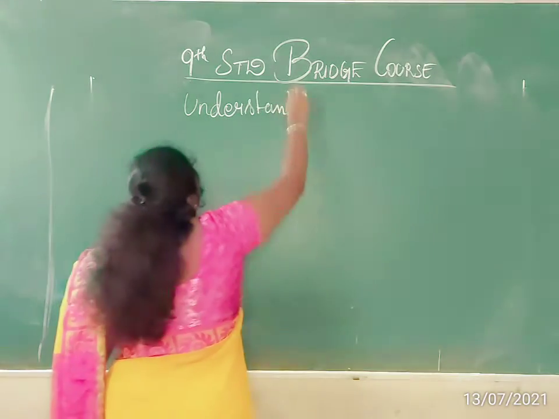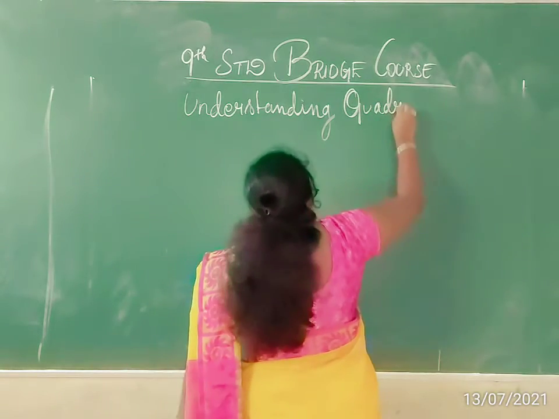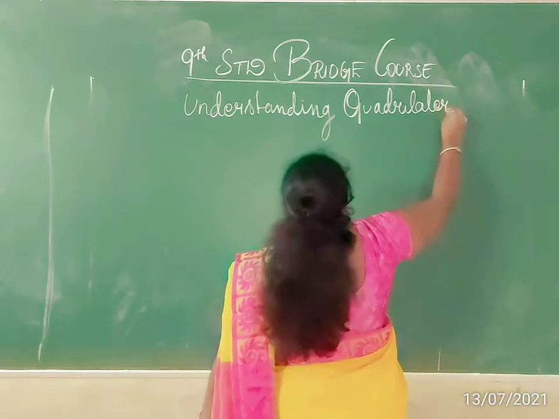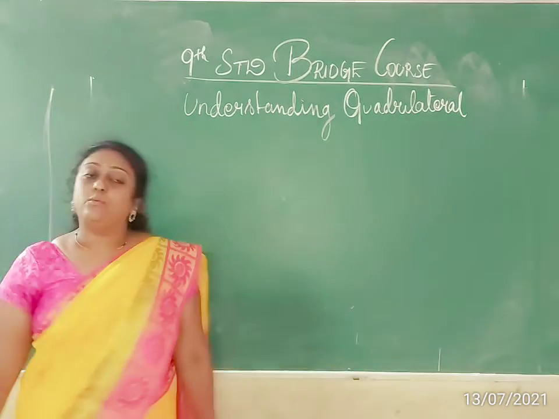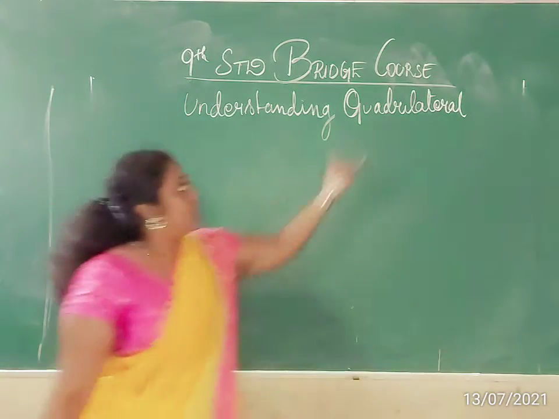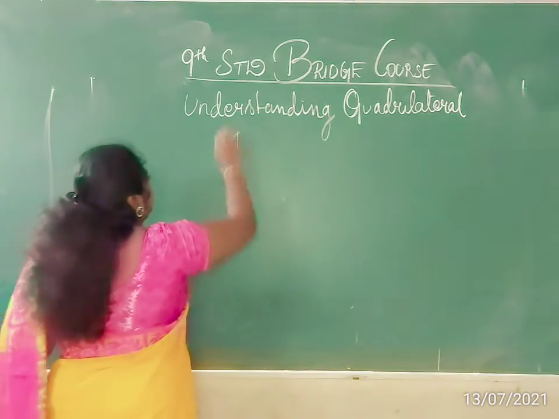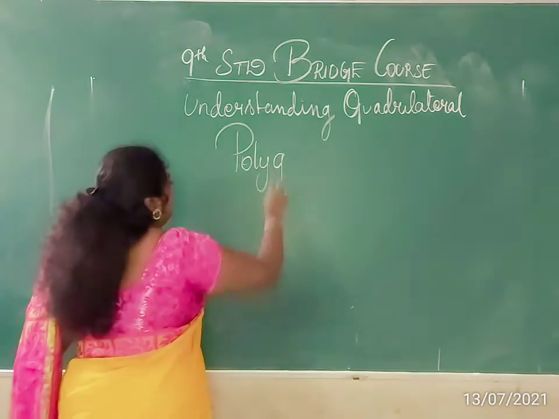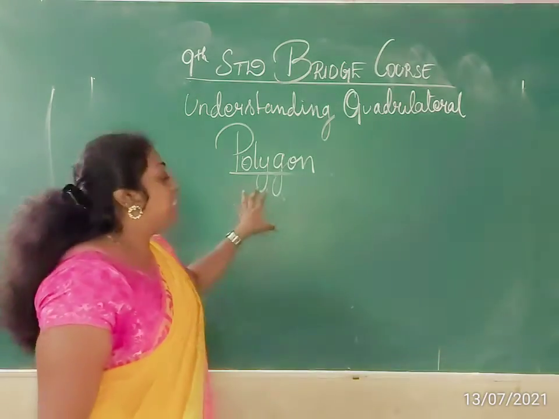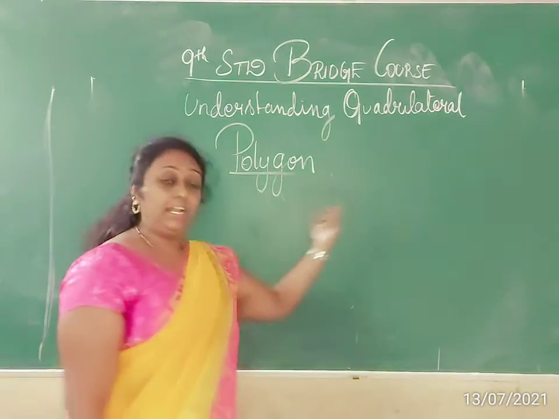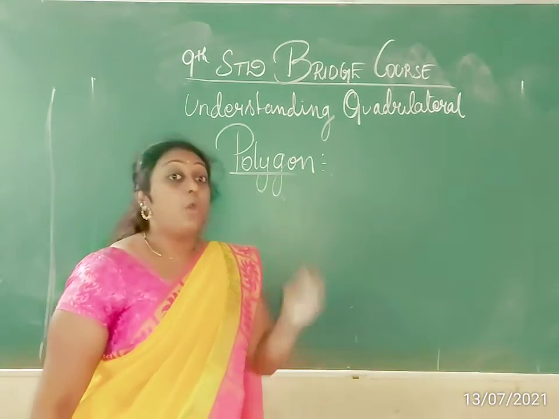Understanding quadrilaterals. Okay. So now, understanding quadrilateral. Before going to the word quadrilateral, we will learn a term called polygon. Okay. Now what is a polygon? When I say polygon, I should give a particular definition for it. I will give you a definition: a closed figure.